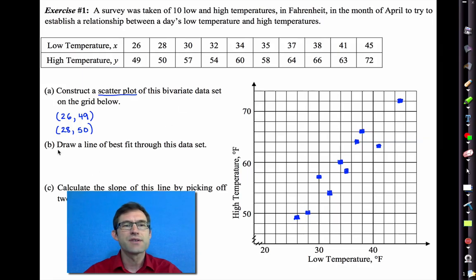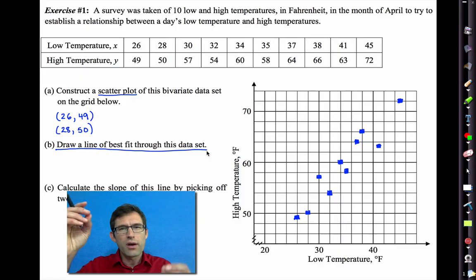Now, letter B says, draw a line of best fit through this data set. Now, this is where it's actually very difficult for me to give you great instruction in a screencast. Because what a teacher would tell you to do, and I'm a teacher, is to take out your ruler, put it along that data so that it has about the same slope, try to have about as many points above the line as you do below the line, and then draw your line.